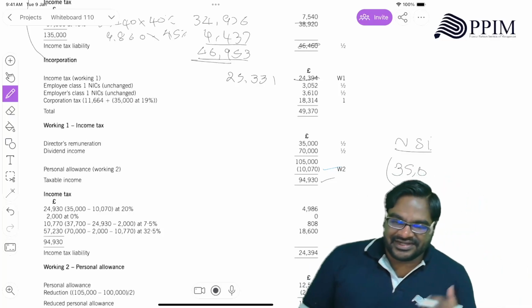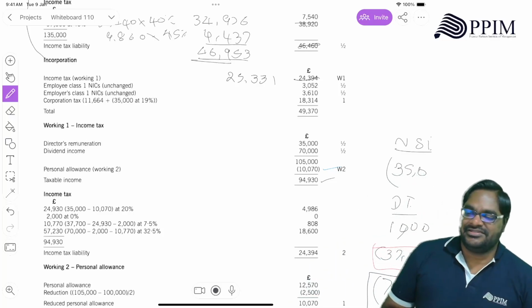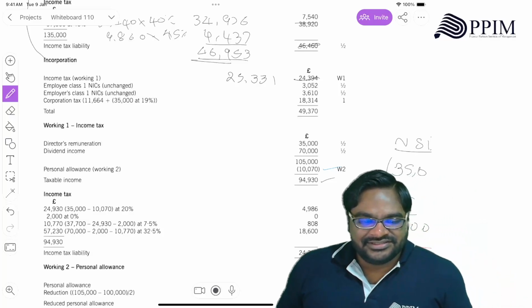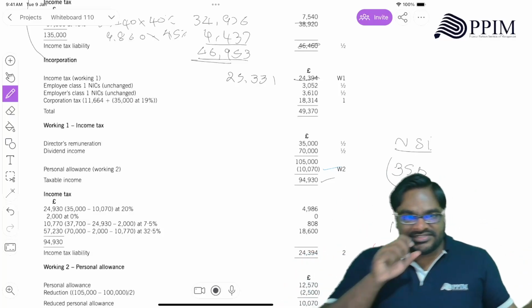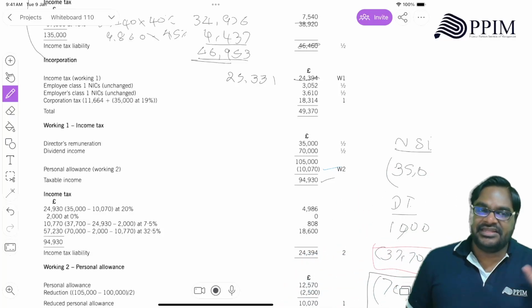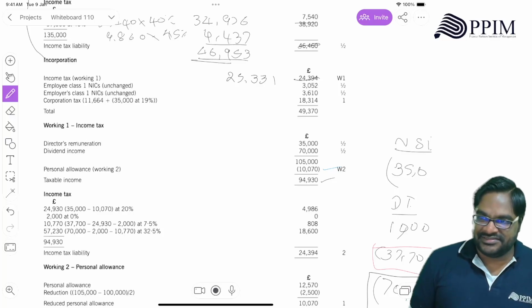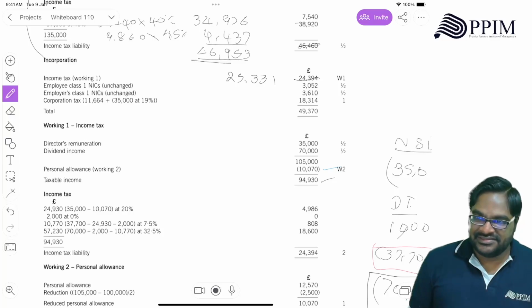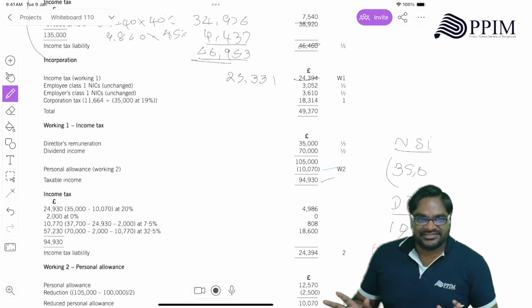Because whatever they have calculated is based on the previous tax year. But in this question, if this was given in your exam, you don't need to recalculate. Clear? Because nothing was changed, right?